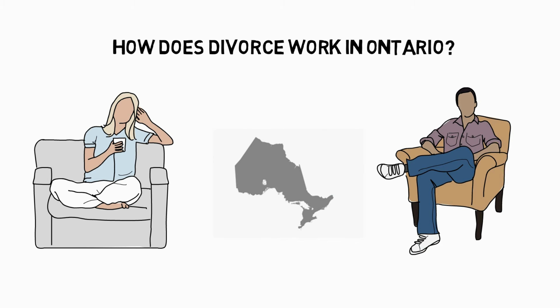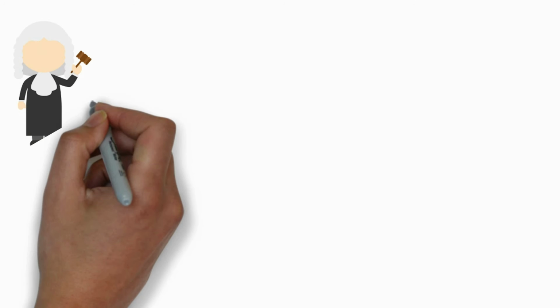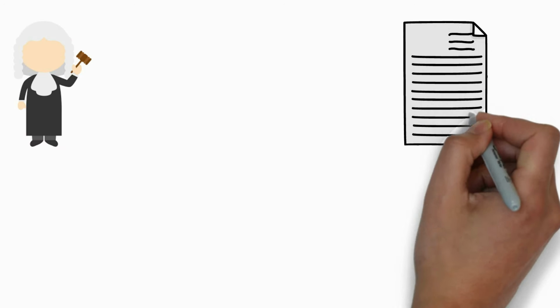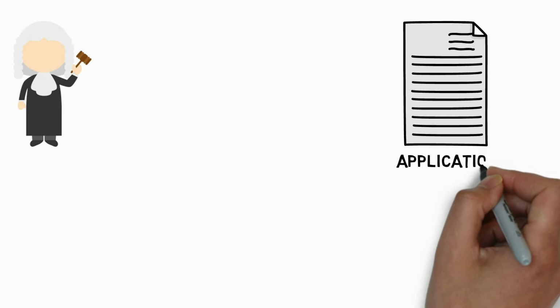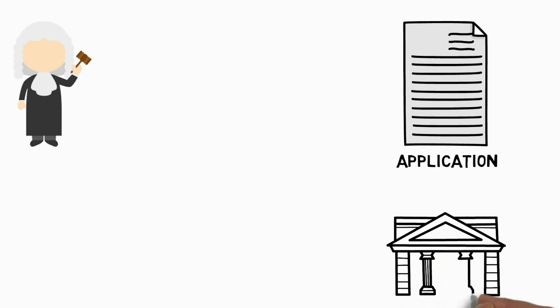It's important to keep in mind that the only way to legally end your marriage is to apply to the court for a divorce. In other words, a judge will decide whether or not to allow your marriage to legally end. If you have a lawyer, then your lawyer will create a document called an application and file it in the Superior Court of Justice or the Family Court branch of the Superior Court of Justice.